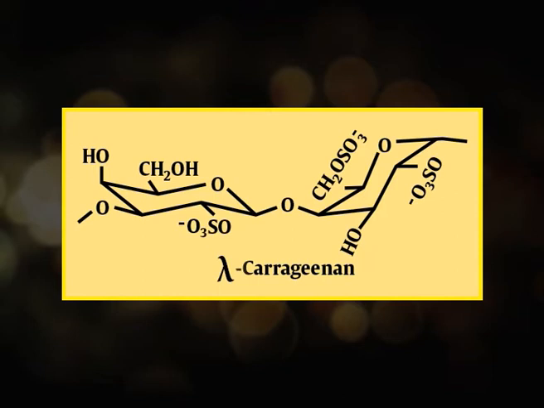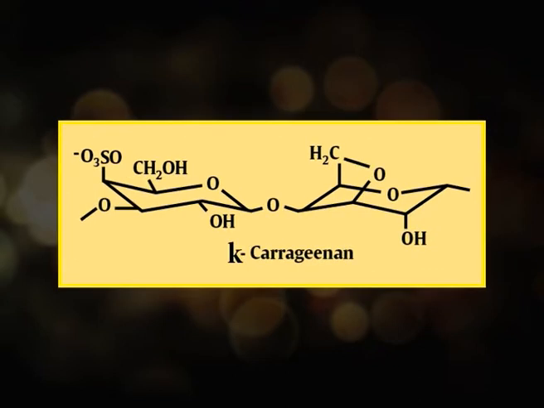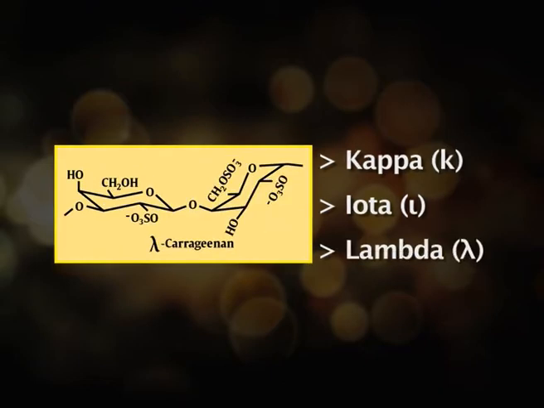Carrageenans are linear chains of D-galactopyranosyl units joined with alternating 1,3-alpha-D and 1,4-alpha-D glycosidic linkages, with most sugar units having 1 or 2 sulfate groups esterified to a hydroxyl group at carbon atom C2 or C6. The principal structures are termed kappa, iota and lambda carrageenans. There are both gel forming and non-gel forming carrageenan fractions.